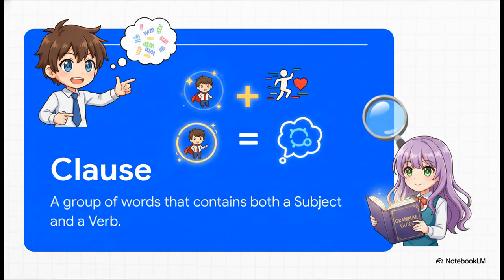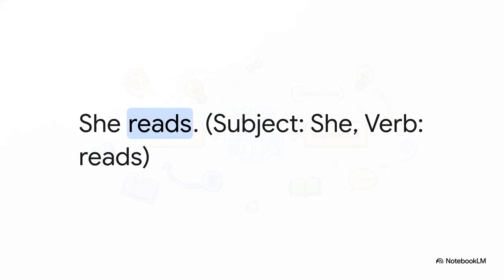Simple as that. Take a look at this. He plays cricket. So simple, right? But it's a perfect example. We've got our two key ingredients. He, that's our subject, the one doing the playing, and plays, that's our verb, the action. Put them together and boom, you've got yourself a complete, perfect little clause.